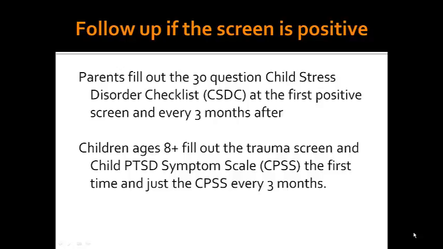Now, the form that staff will be using includes, the first time you're filling it out, information about possible trauma the child has experienced, and then there's the actual CPSS form. After they fill out that for the first time, they only need to fill out the CPSS every 3 months. It'll make sense when you see the form itself, but just know that there are 2 parts if a child initially fills out the CPSS symptom scale.